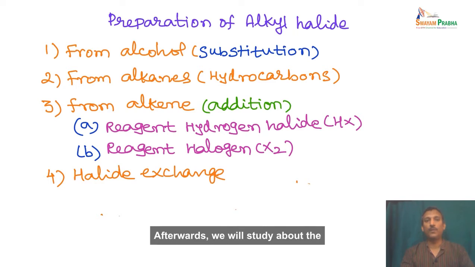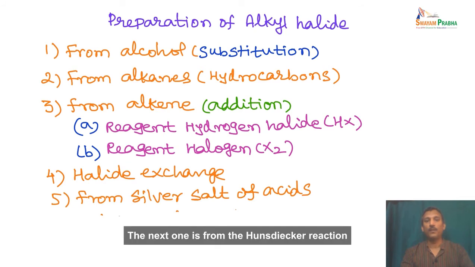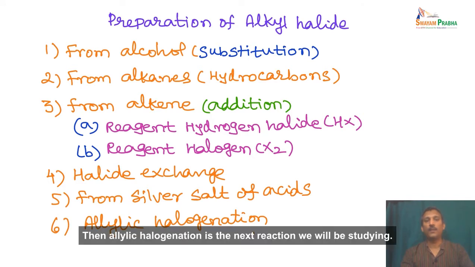Afterwards, we will study about the halide exchange reaction, that is, chlorides or bromides can be exchanged with iodide. So this kind of reaction, the name reaction is Finkelstein reaction. We will study about this reaction also. The next one is the Hunsdiecker reaction, where the silver salts of carboxylic acids can be converted to alkyl halides. Then allylic halogenation is the next reaction we will be studying.